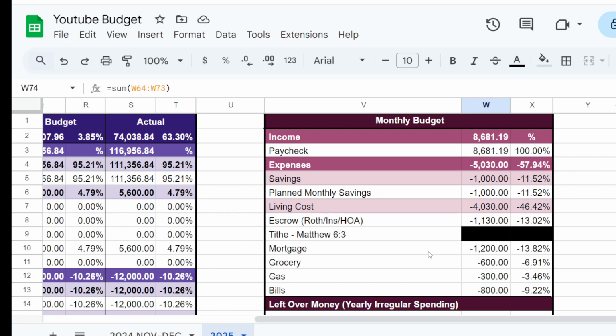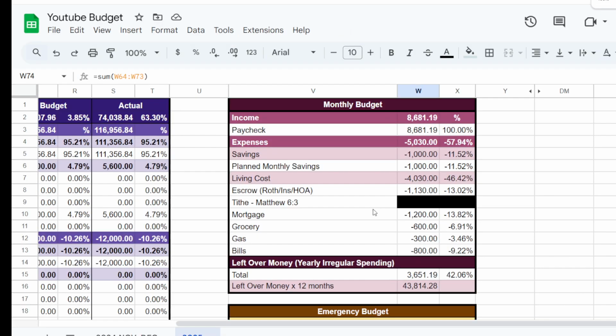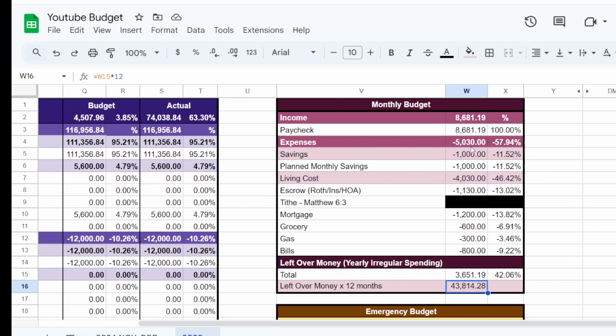So if we scroll up here, this is my monthly budget. And here you'll see my income. It's about $8,681.19 for the month. And this is with my planned raise that I should be getting in February, because I already talked to my boss about that. So I should be getting that. If not, then that number will go down and I'll do an updated video.